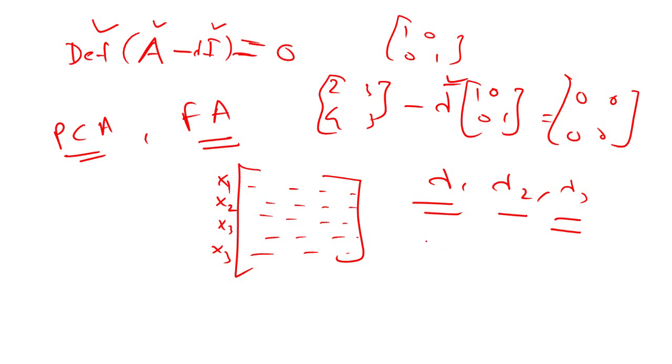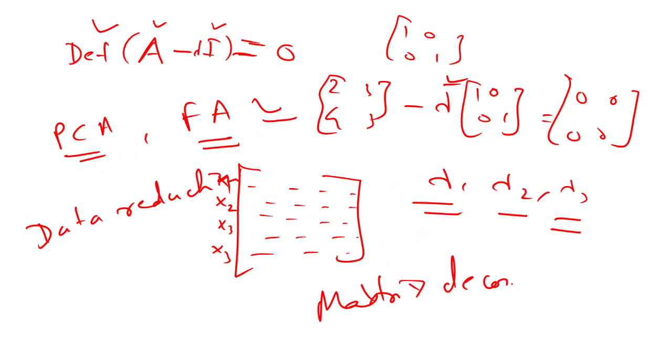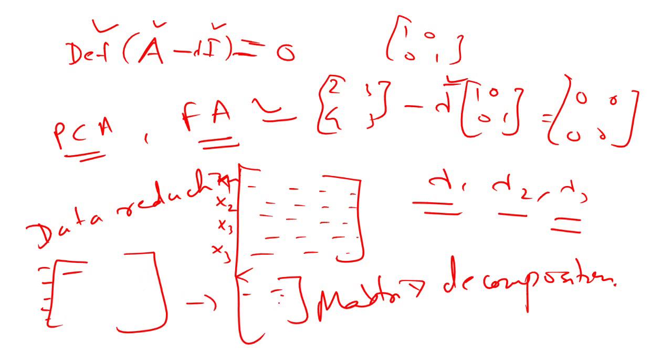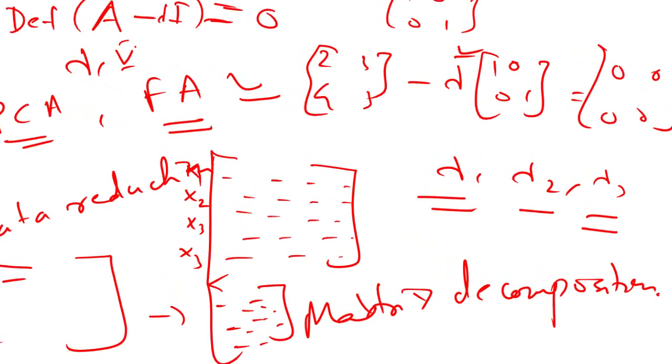Okay. So that's why in data reduction techniques like PCA and factor analysis, this is important. You do matrix decomposition, where from the large matrix with a number of variables, you create a small matrix by doing some sort of transformation. Okay, so that's exactly where the eigenvalues and the eigenvectors are important.